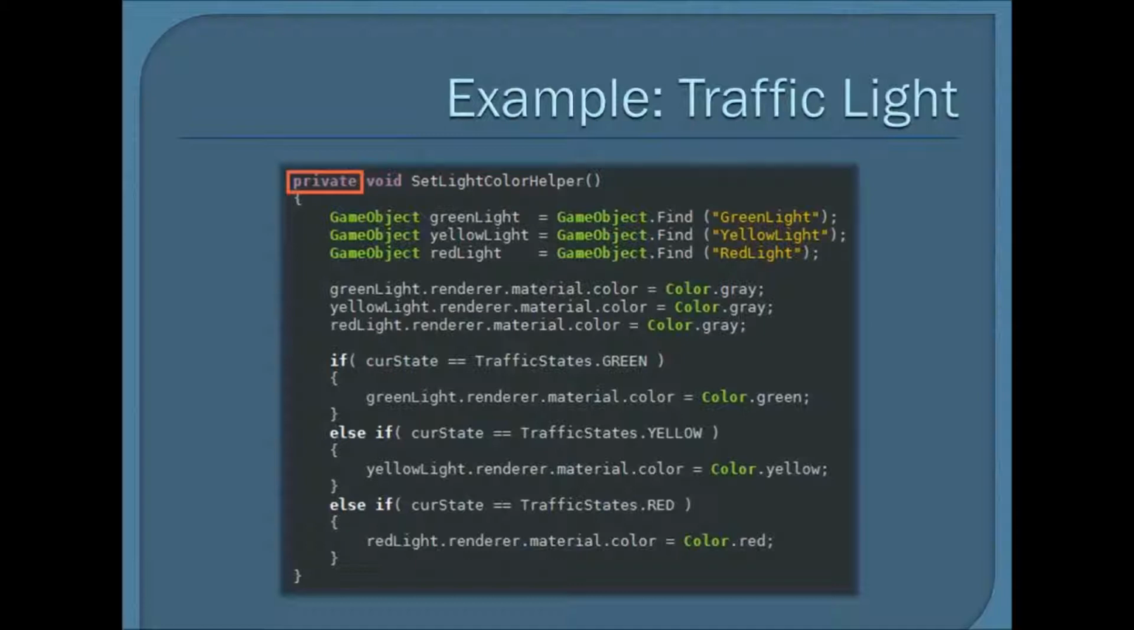So let's walk through this. We have our green light, yellow light, and red light objects, and we're finding them. Pretty straightforward. We then immediately turn them all to gray because we want to make sure everything is at the default state. Then we check our current state. We say, okay, let's see what the actual current state is. If the current state is green, we turn the green light on, turn it to green. Yellow, we turn the yellow light to yellow. Red, we turn the red light to red.